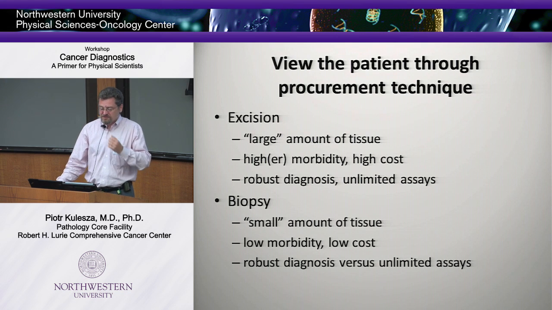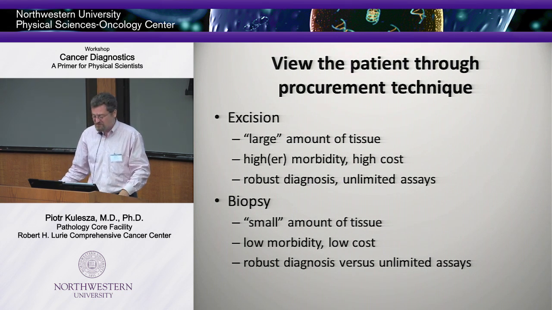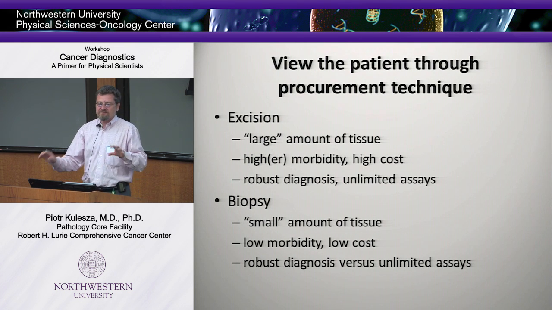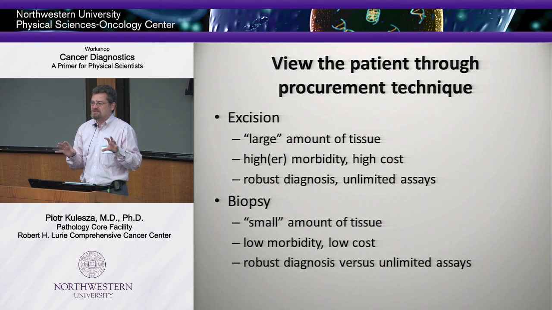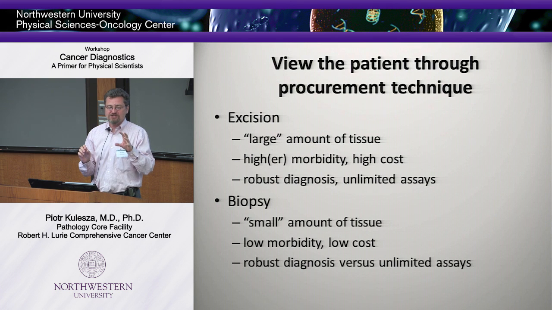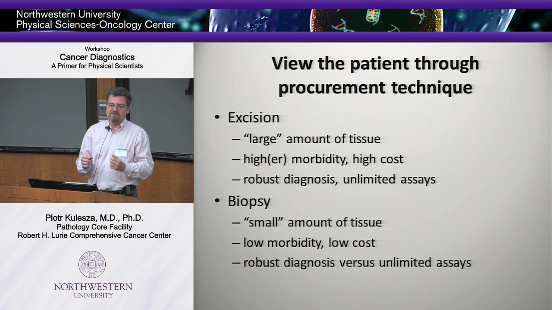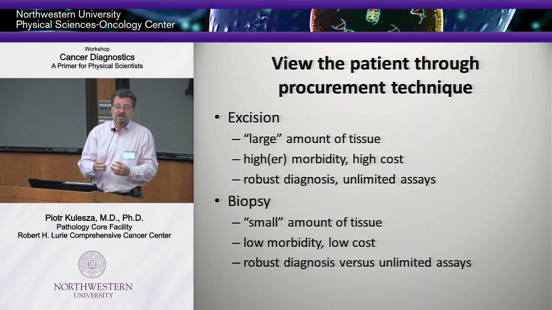So now we'll go to viewing of the patient through the procurement technique. So this is my view of things. We have essentially two categories of things coming out of the patient when we talk about cancer. One is an excision, meaning that a surgeon sees the patient, does a fairly extensive, on occasion, operation, and the specimen that comes out of the patient is large. It could be a mastectomy, an entire breast, pancreatic duodenectomy, you saw. Parts of pancreas, duodenum, vessels, everything else, large gross specimen.